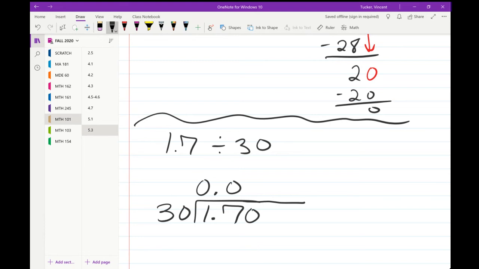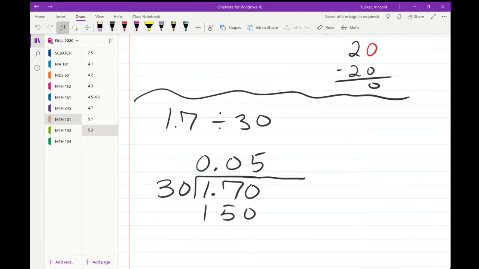And so we're going to add a 0 here, and 30 goes into 170 5 times, because 5 times 30 is 150. But we didn't get that until we got to 170. So be careful. You cannot put the 5 here. That's a totally different scenario, totally different situation. So a lot of people forget. So be careful. So 170 minus 150 is 20.